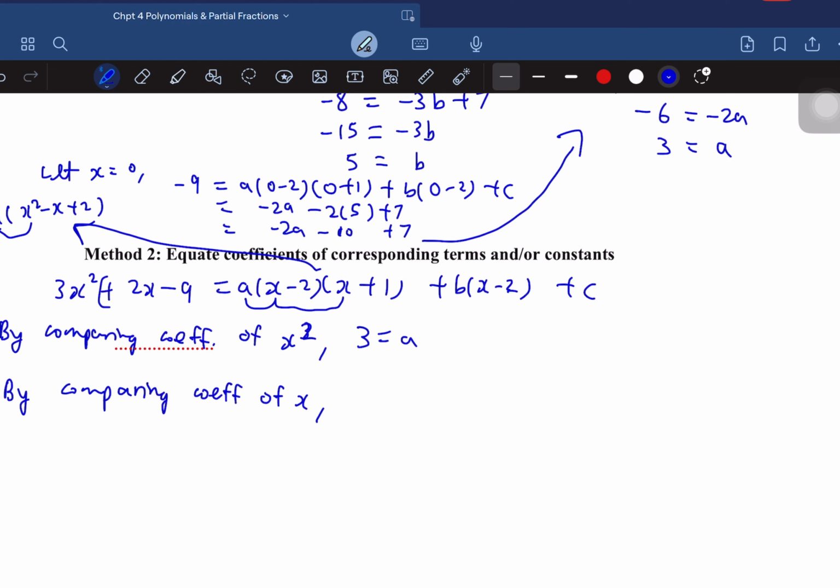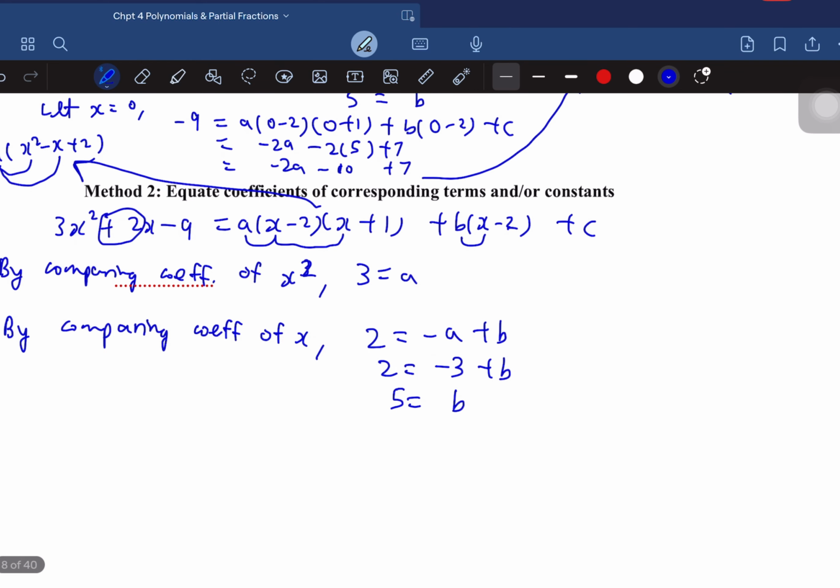My left hand side coefficient of x is positive 2, so 2. On my right hand side, the coefficient of x is negative ax, which is negative a. My b also has plus bx, so plus b. Just nice, we need to find b. So with negative 3 plus b equals 2, my b equals to 5. Okay, so b equals to 5.